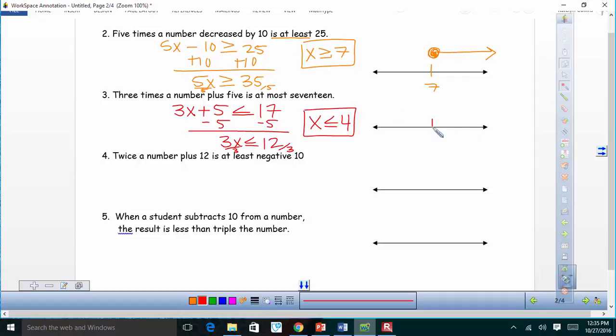So when we graph that, we put our tick mark. Our 4 is an open or closed dot? Closed. And which way is it facing? The left. Very good.